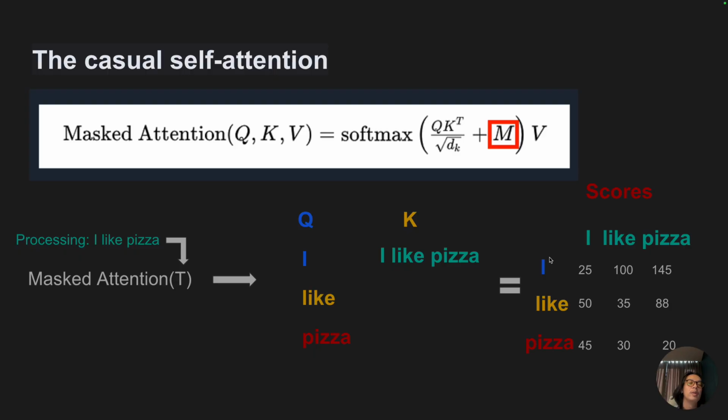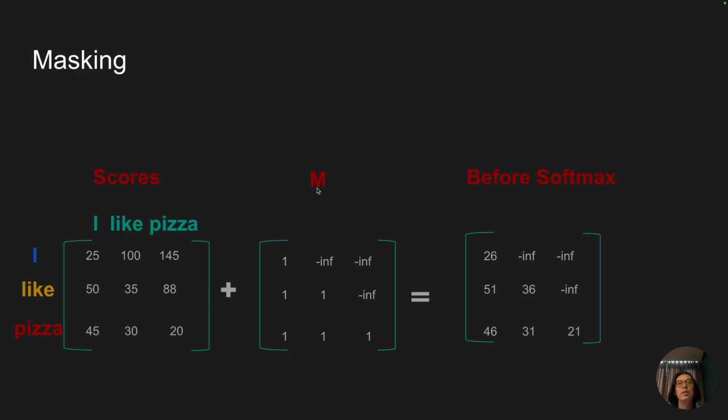But what we want is, when processing I, we should give attention only to the I token, and we must forget the like and pizza tokens. When processing like, we should only focus on the I token and like token. We must forget the pizza token. But for pizza, we have all the information before, so we can focus on every token before. So how do we ensure that? That's where the mask comes in.